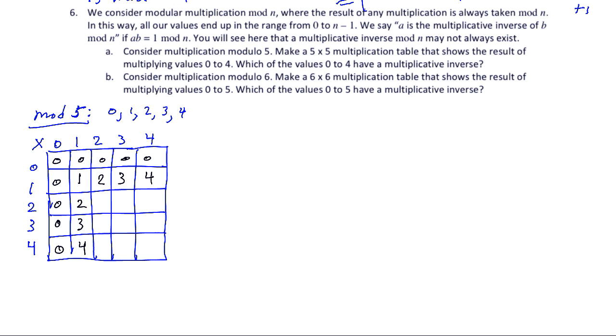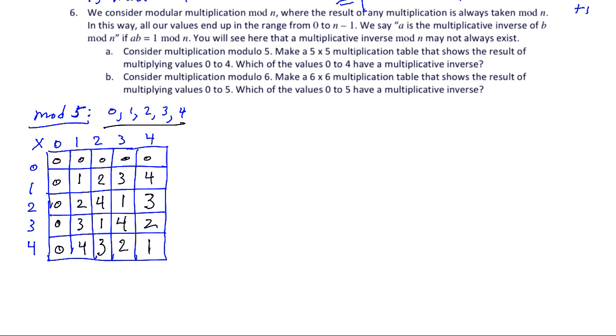Now 2 times 2 is 4, which is a legit number in our universe here. But 3 times 2 is 6, which is equal to a 1 mod 5. So I'm going to fill in the 3 times 2 and the 2 times 3. Notice that this table is perfectly symmetric about this diagonal here that goes up along the left. 2 times 4 is 8, which is 3 mod 5. 3 times 3 is 9, which is 4 mod 5. 4 times 3 is 12, which is 2 mod 5. And 4 times 4 is 16, which is 1 mod 5.